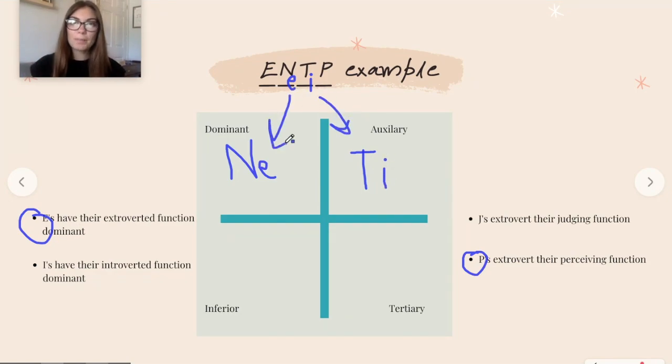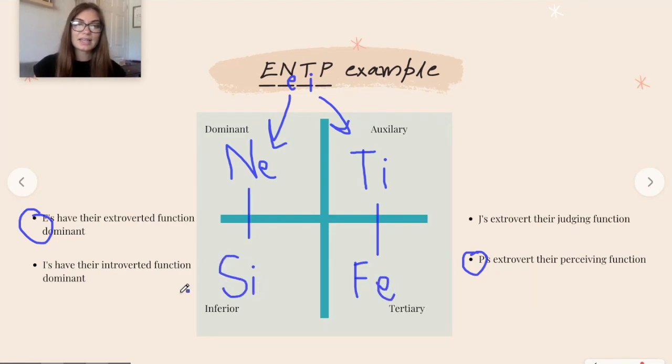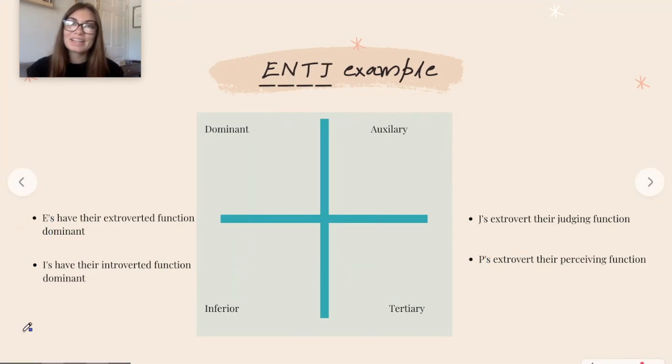Then we can't forget about their opposites on their axis. So the opposite of thinking is feeling. The opposite of introvert is extrovert. The opposite of N is S. And the opposite of E is I. So those would be the cognitive functions for an ENTP. Okay, and finally, let's go on to our last example.